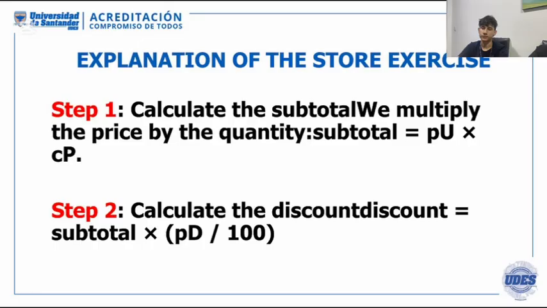Step 1. The first step we're going to do is to calculate the discount. The discount is equal to subtotal multiplied by PD divided by 100.